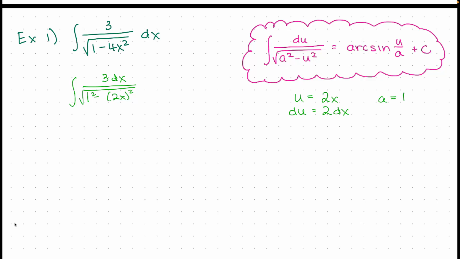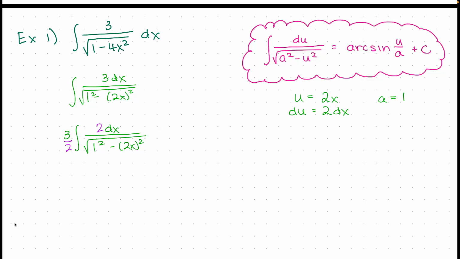So the easiest thing is just to actually do this. I'm going to move the 3 out, keep the dx there. So right now I haven't changed the problem, but we're going to do something similar to what we have seen in the past. I'm going to put a 2 there so that I have du. But if I multiply by 2, I also have to divide by 2 to keep it consistent. So any questions what I did there? Because now it's a perfect match.